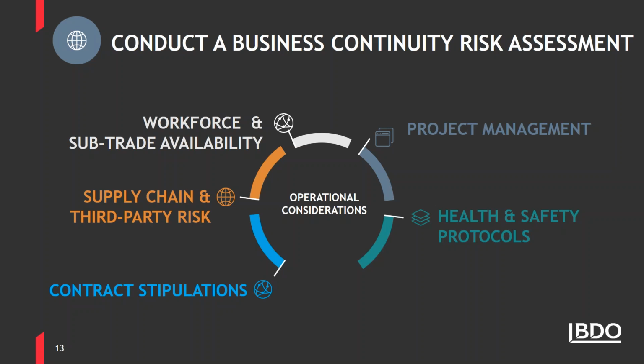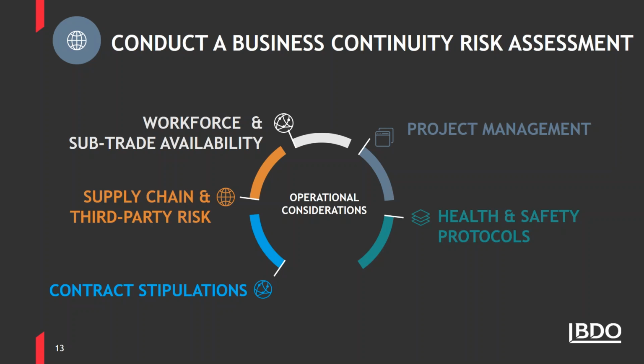Moving from workforce and subtrade availability and looking at supply chain and third-party risk, it's critical to understand what the availabilities of your construction materials are. What will be the impact on project timelines and deadlines if you cannot obtain the expected materials? Can you diversify vendors to receive materials from various parties in a better way to, again, diversify your risk?